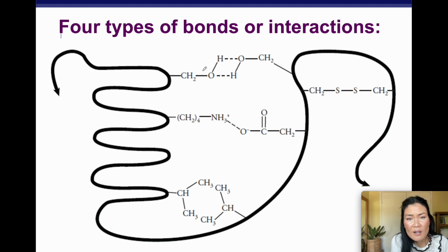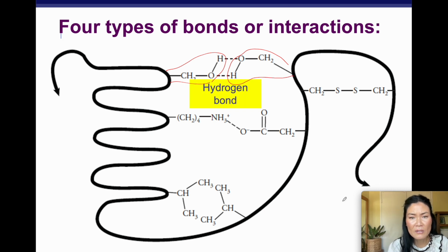This first one, okay, so here's an R group of one amino acid, and here's another R group of another amino acid, and they're forming a hydrogen bond. Those are two hydrogen bonds that are formed between these two R groups.